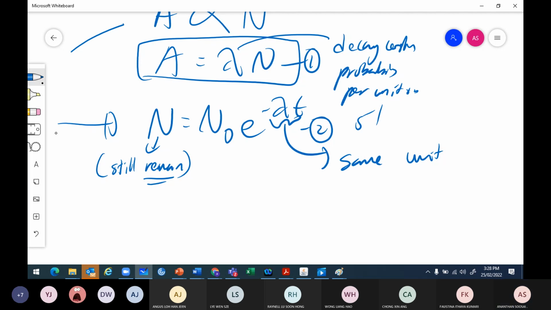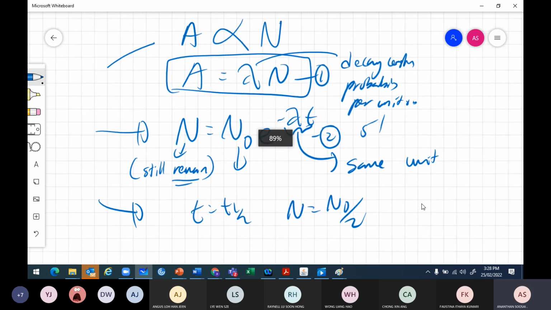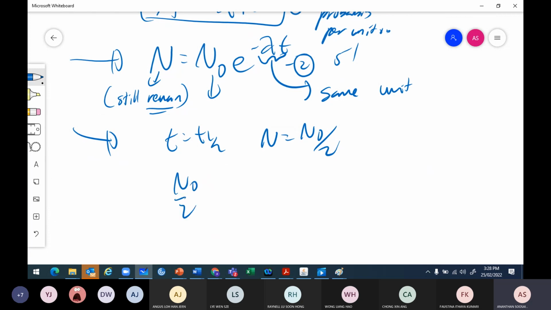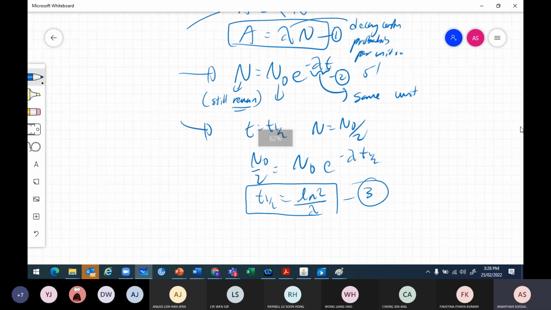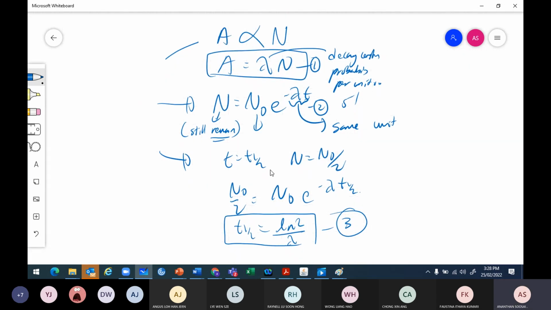Then the third formula, whose derivation you have to know, comes from the second one. When t is t half, N will be N naught over 2. So N naught over 2 equals N naught e to the negative lambda t half. Rearrange this, bring ln to both sides, and we find half-life is ln 2 over lambda. This is the third formula in your list. The questions they are going to ask will use these three formulas.